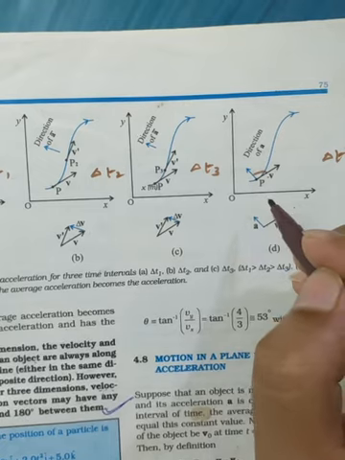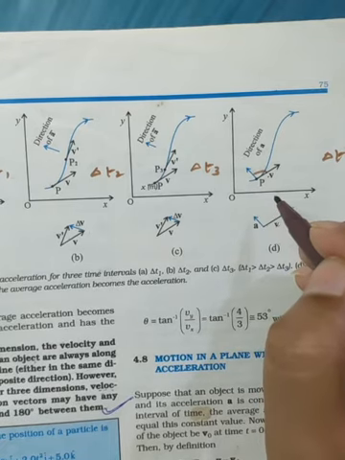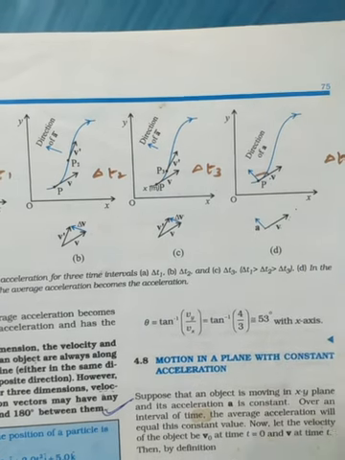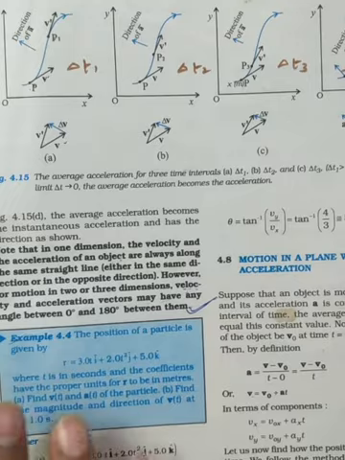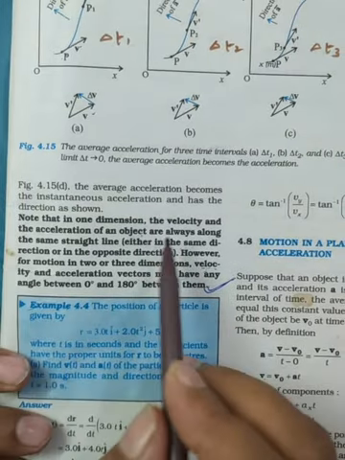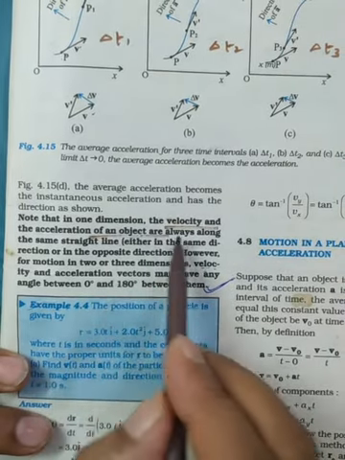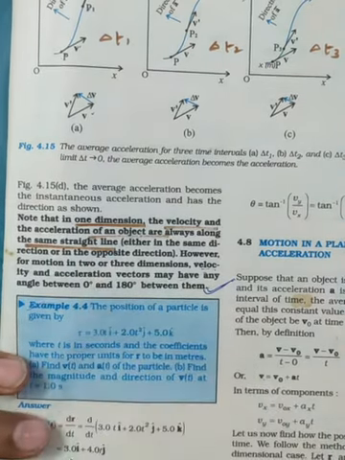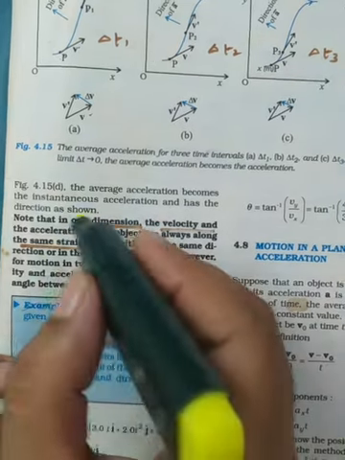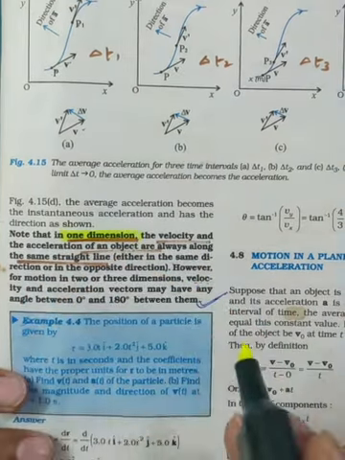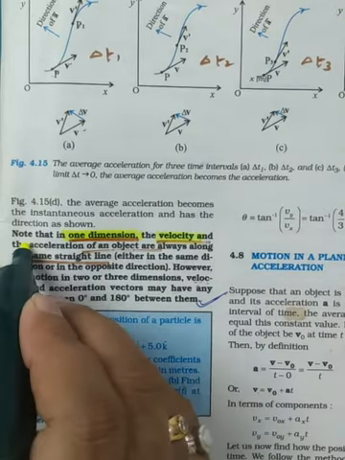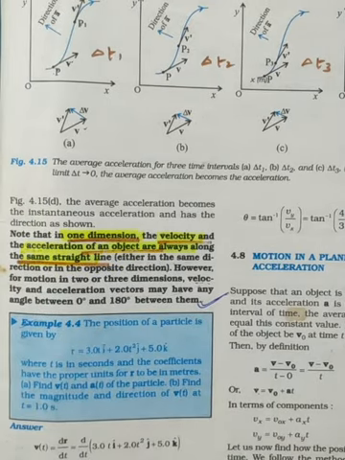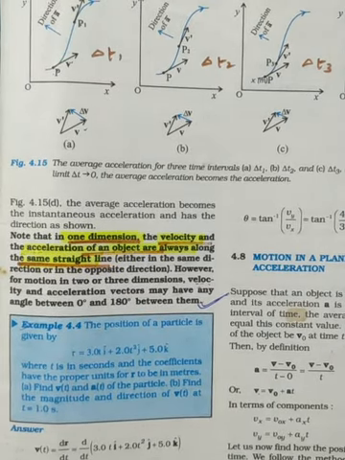Okay, so we get different directions of the acceleration, which is called the instantaneous acceleration, and the velocity of an object. It is an important concept given in the NCERT that in one dimension the velocity and the acceleration of an object are always along the same straight line. They can either be opposite in direction or in the same direction.